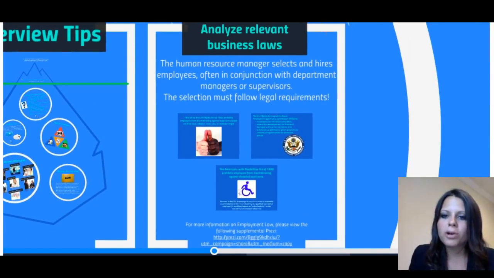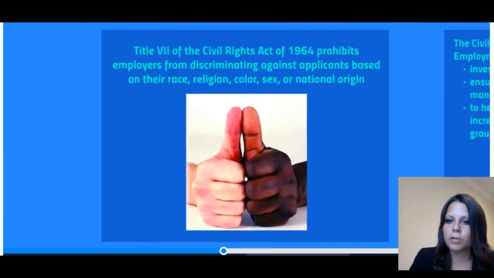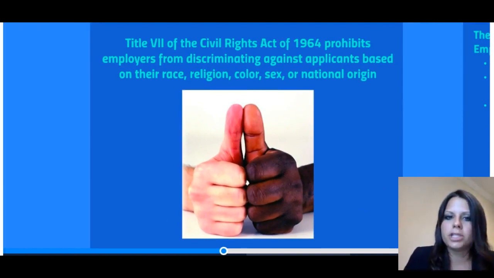Now, we will talk more in our employment law module about various business laws. As a quick introduction, just to let you know a highlight of these various laws, I want to introduce you to the main few that will matter for a human resource manager. A human resource manager is selecting and hiring employees, and often they're doing this in conjunction with supervisors and managers. Throughout that process, you need to make sure you're following these legal requirements, which is why we'll focus more on these in our employment law material.